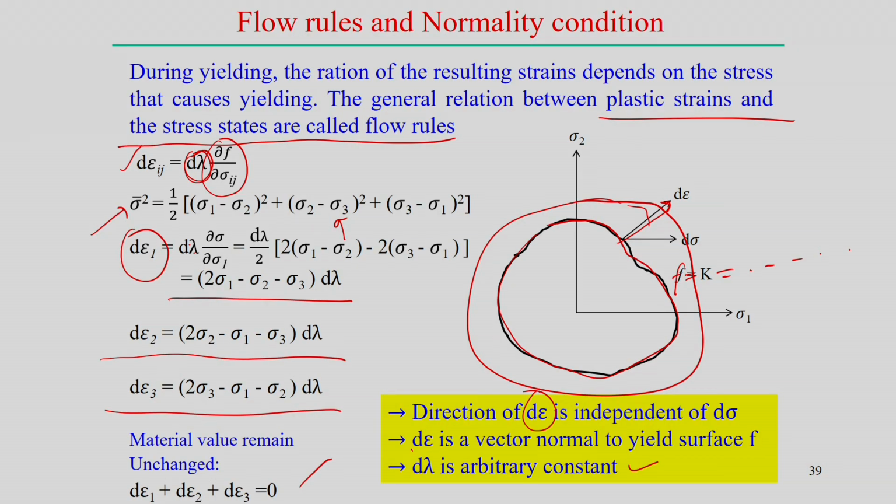Therefore, d epsilon is a vector normal to the yield surface, as we already defined, that d epsilon is the normal to the yield surface f, and d lambda is the arbitrary constant. So, this deformation behavior, or increment of the strain, depends on the arbitrary constant we are considering, and of course, it also depends on the stress state for a particular situation. This is normally called the normality condition in the plastic deformation situation.